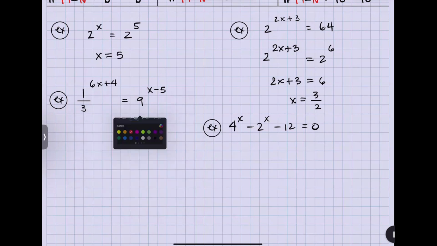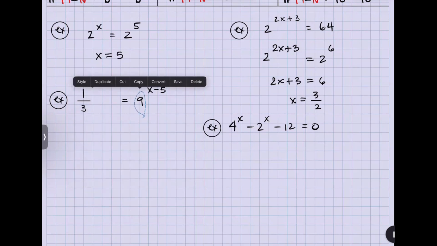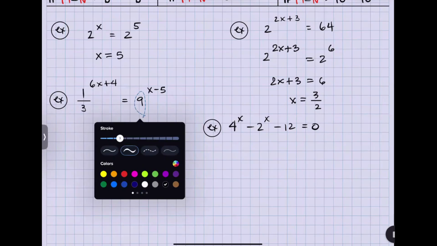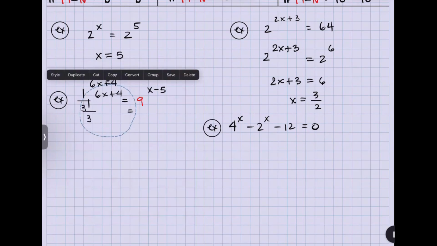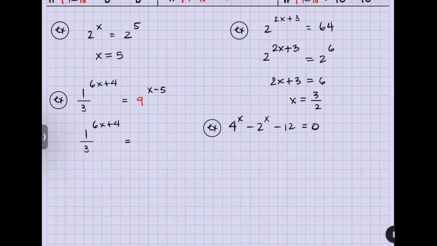Okay, don't do anything. So he decided that he's going to convert the 9 to the 1/3 power, which he says is going to be 1/3 to the negative 2nd power, and raise that to the x minus 5. Absolutely possible.